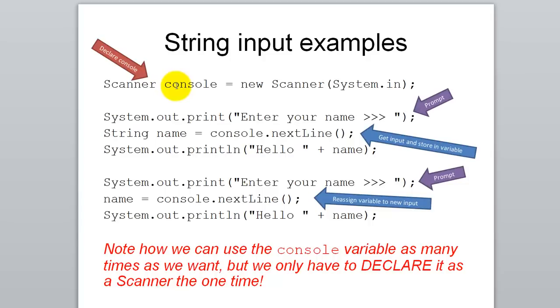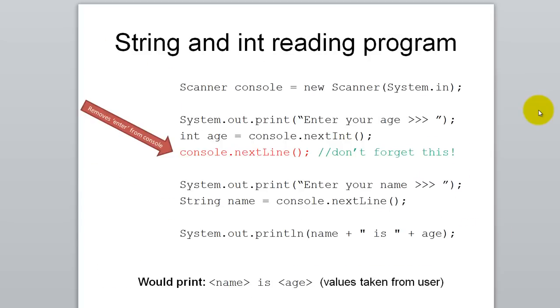In this example, we go back to that concept I talked about earlier about clearing out the enter from the console and why that's important. We start off with a prompt asking the user to enter their age, and then we use nextInt to grab that information and store it into age. So whenever the user types in 16 and hits enter, the 16 is stored into age, but the enter is still sitting on the console.